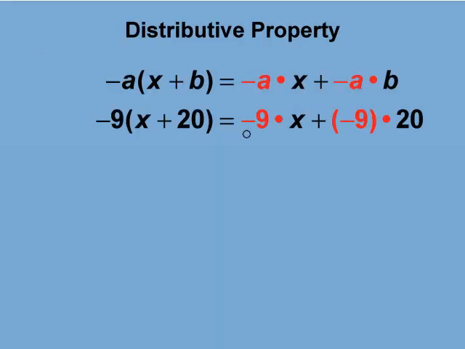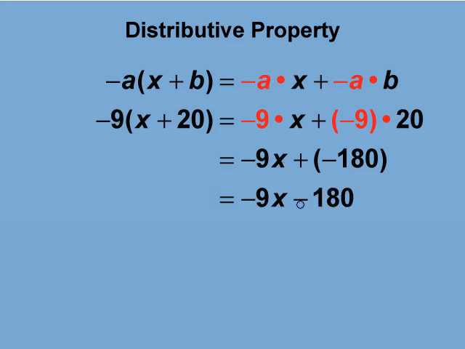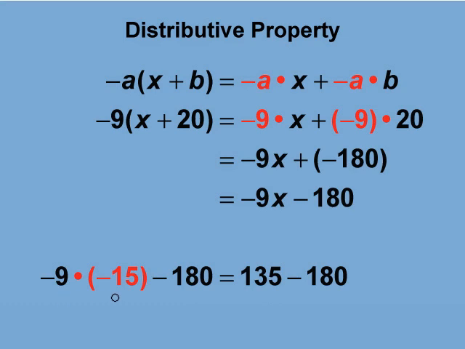We now distribute -9 to both terms as shown here. We get -9x minus 180. We evaluate this expression for x equals -15, as shown here. We get 135 minus 180, or -45.